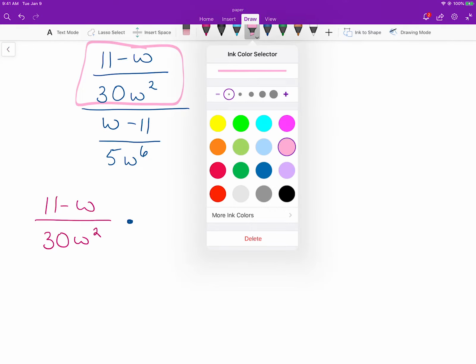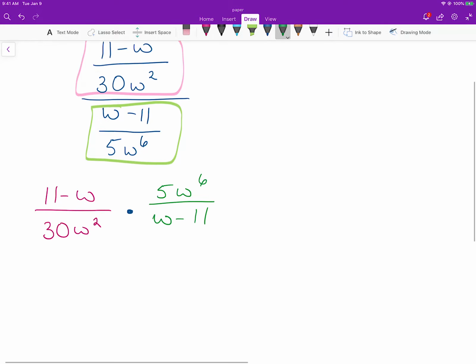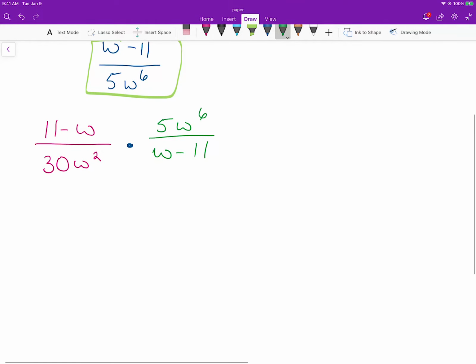And now my denominator, we are going to take the reciprocal because when we divide by a fraction, we multiply by the reciprocal. 5w to the sixth over w minus 11. Okay, so now I'm noticing we have 11 minus w and w minus 11.